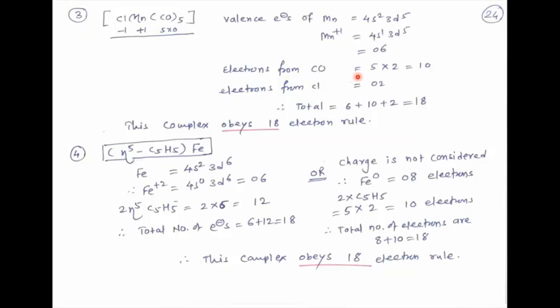Carbonyl donates 2 electrons. There are 5 carbonyl, therefore total number of electrons is 10. Each chloride donates 1 electron, but as there is negative charge and 1 carbonyl is present, we have to add 1 electron here. Hence the total number of electrons is 6 plus 10 plus 2 equals 18. In this way this complex obeys the 18 electron rule.